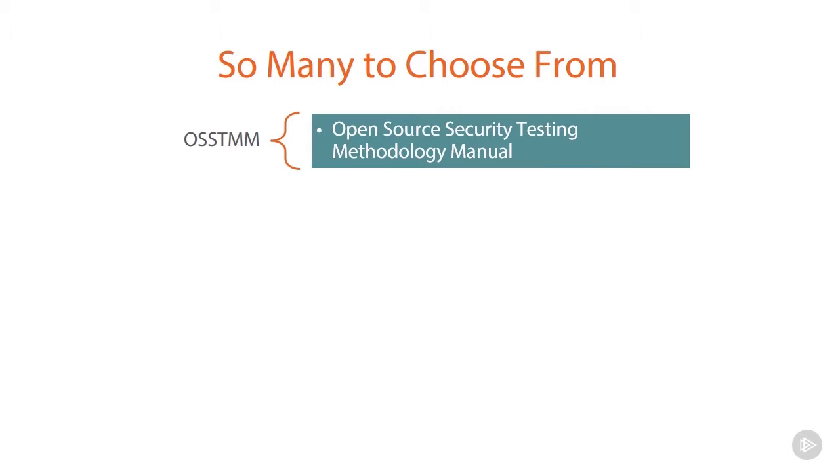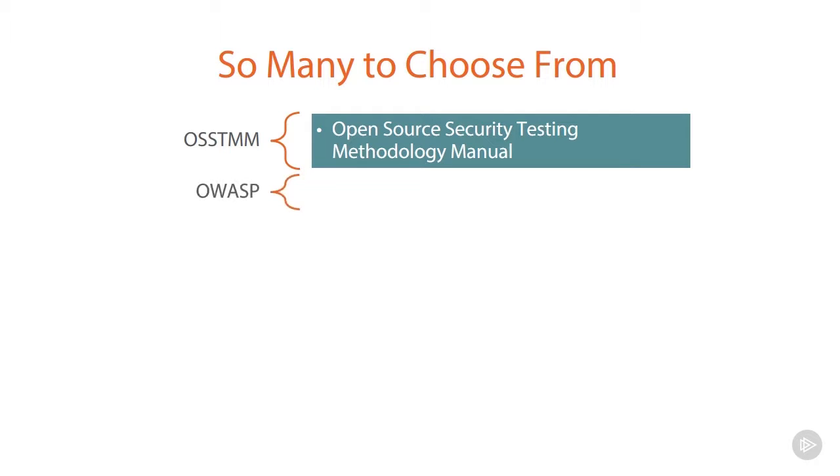OSSTMM, which is short for the Open Source Security Testing Methodology Manual. Now, this standard was actually compiled by a gentleman by the name of Pete Herzog, and it's a standard set of penetration tests to, or at least the attempt to achieve, a high security matrix. It is considered to be the de facto standard for some of the highest level of testing.